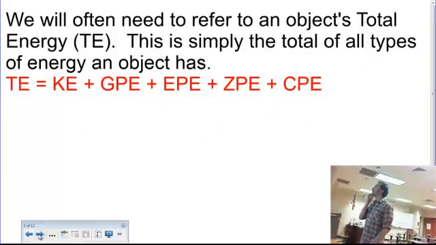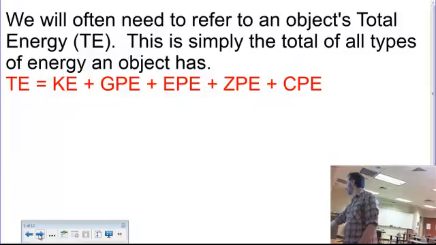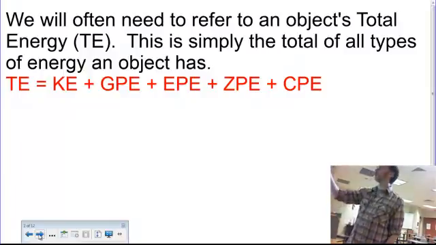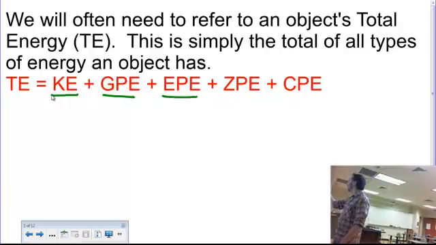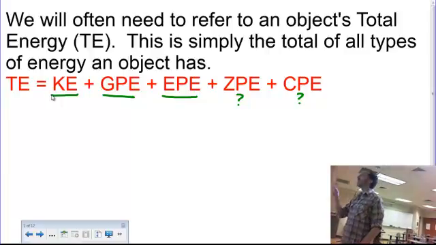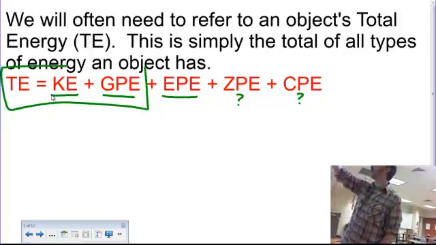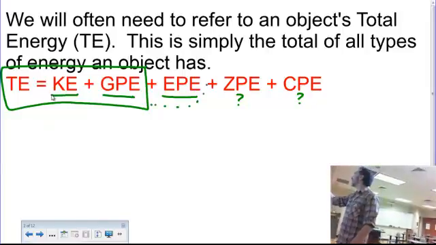Before I get into this, in the last video we talked about total energy, and we learned that total energy was simply the sum of all the different types of energy. So kinetic energy, gravitational potential energy, elastic potential energy, and then occasionally, conceptually, we'll talk about electric potential energy, which I called ZPE, and chemical potential energy. But for 99% of our problems, this will be our total energy. And then occasionally we'll tack on elastic potential energy if we have a spring or a rubber band or something.